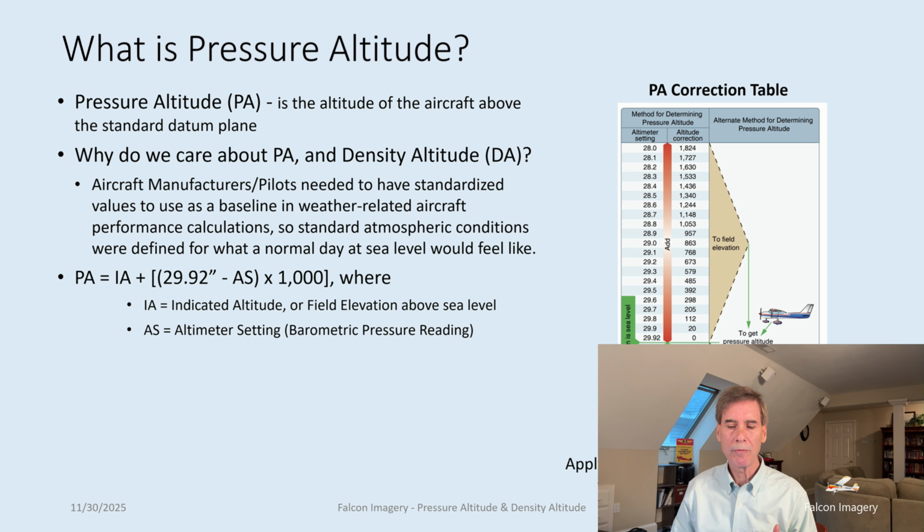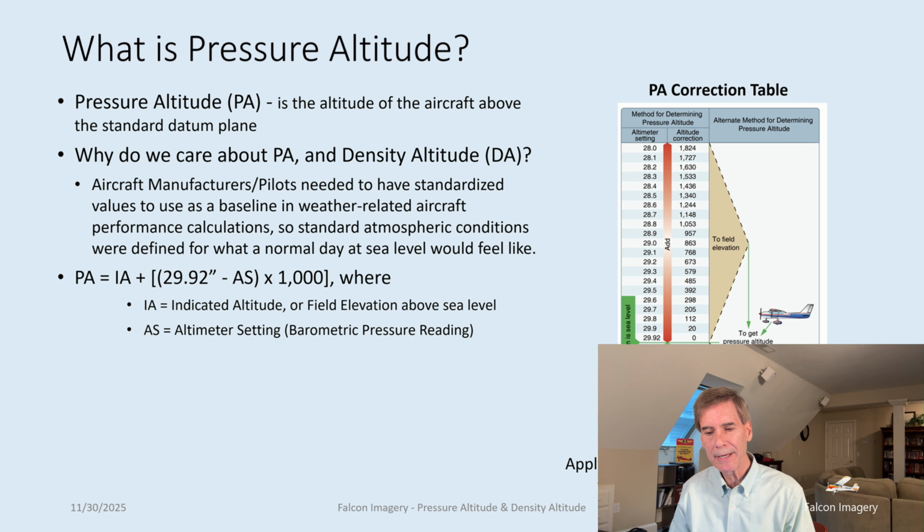Now the formula for pressure altitude is the indicated altitude plus the difference between 29.92 inches, the standard datum plane pressure, minus the altimeter setting or the barometric pressure reading that we see at the particular field elevation that we're at. And taking that delta difference between those two numbers and multiplying it by 1,000 and either adding or subtracting it to the IA.